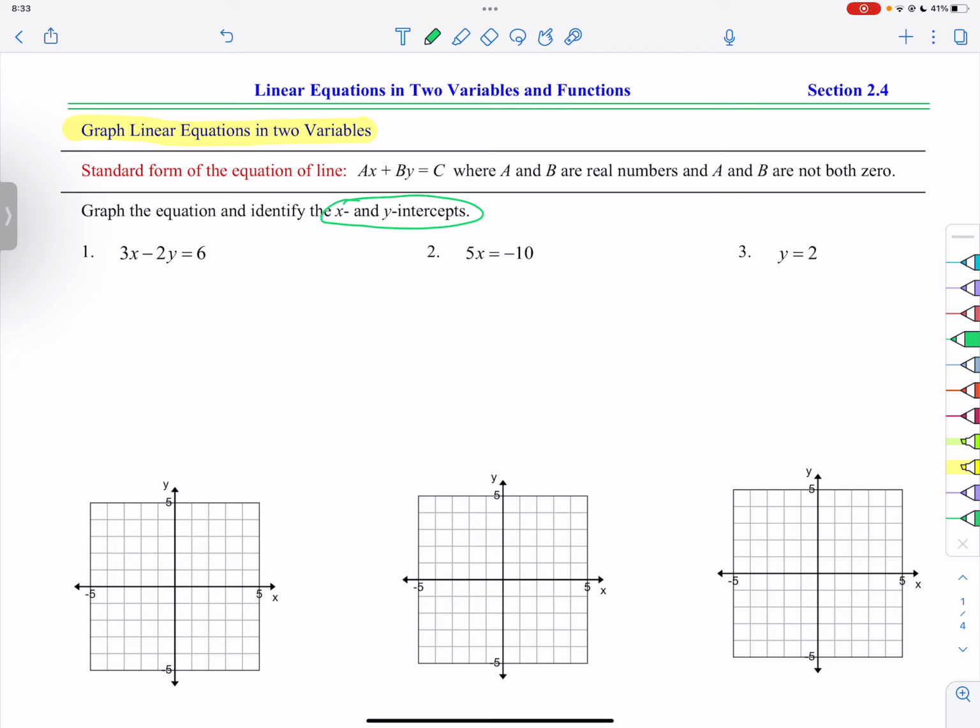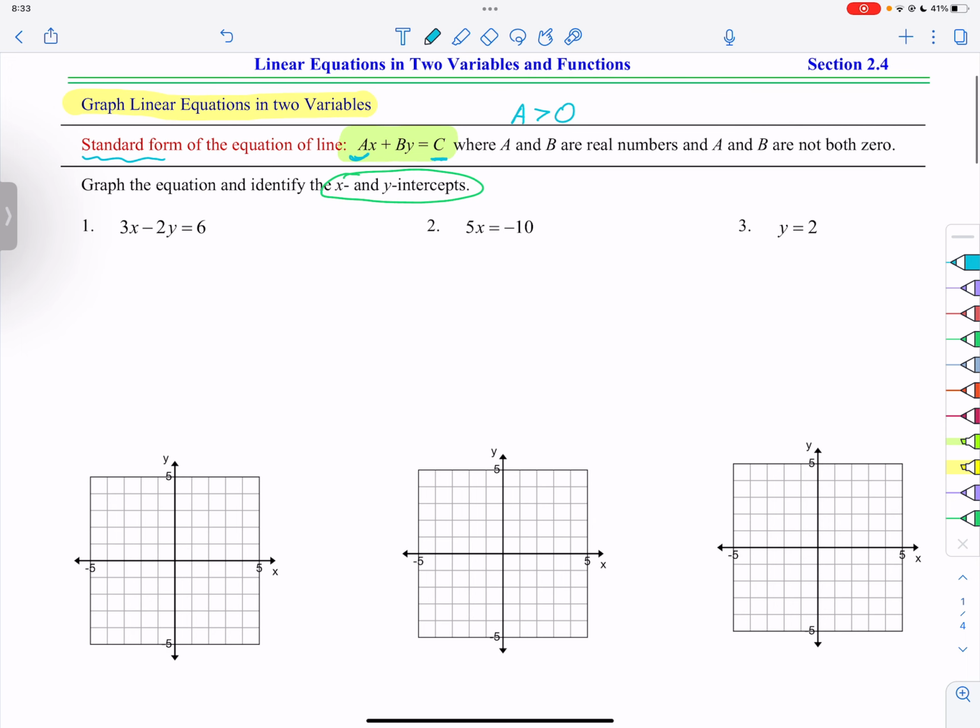Before we begin, let's look at the definition of the standard form of the equation of a line. There are several different forms of the equation of a line, but this is the standard form. One thing they did not mention here was that A had to be positive. So if you're ever asked to write the equation of a line in standard form, this A must be positive, and C, the constant, needs to be on the right-hand side. So let's go ahead and begin graphing number one.